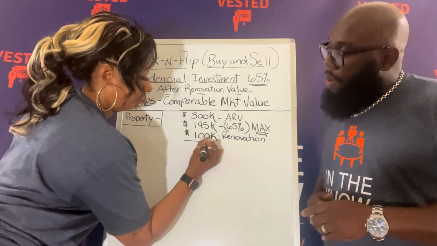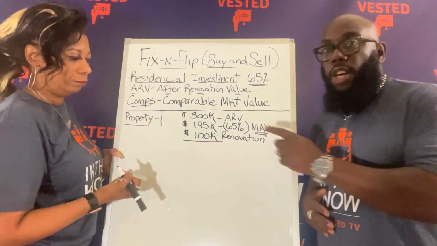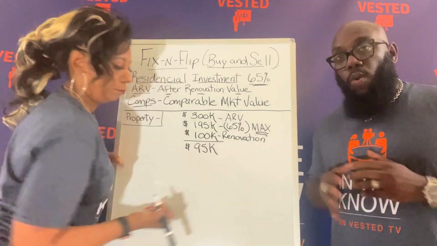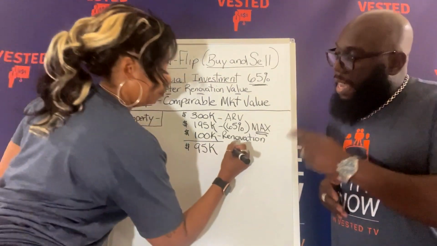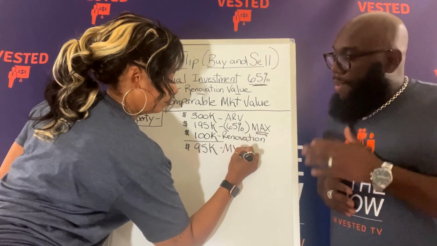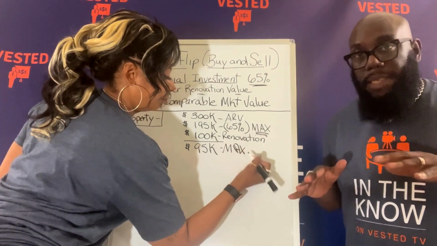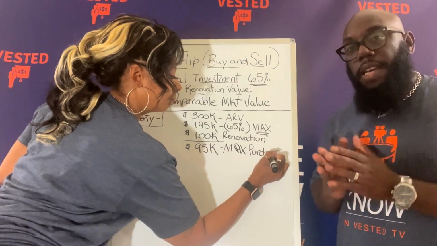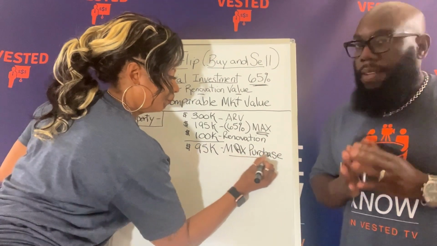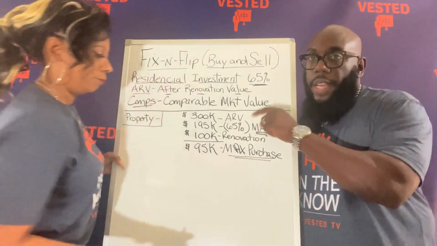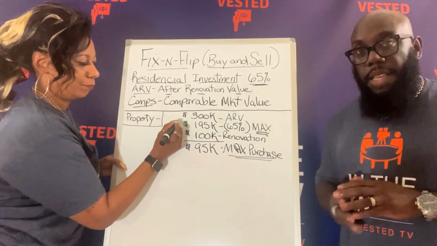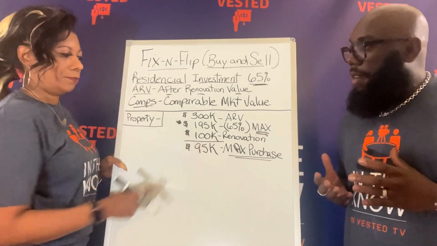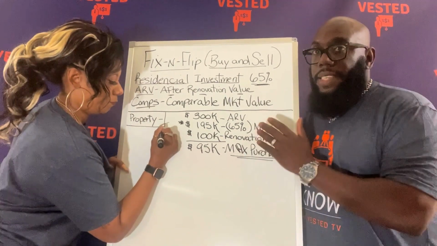Now, you are going to subtract $100,000 from your $195,000 budget. What does that leave? $95,000. $95,000 is the max that you can purchase this property for. That's the most you can offer this particular seller. Why? Because you only have $195,000. That's your budget. And you've already used $100,000 to get the property renovated. So what's left is $95,000.